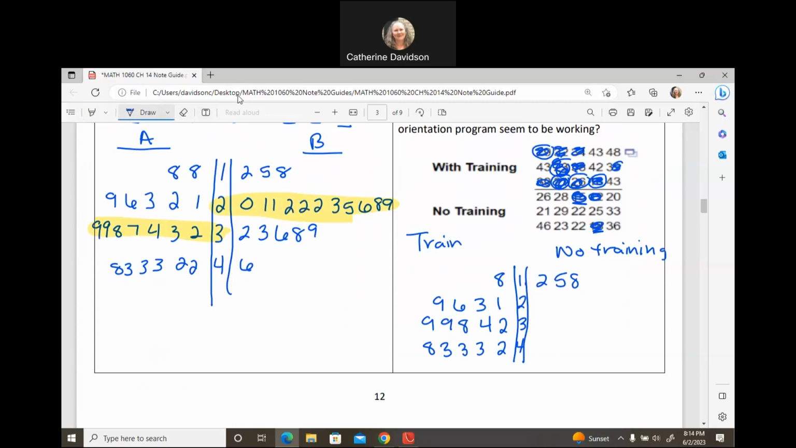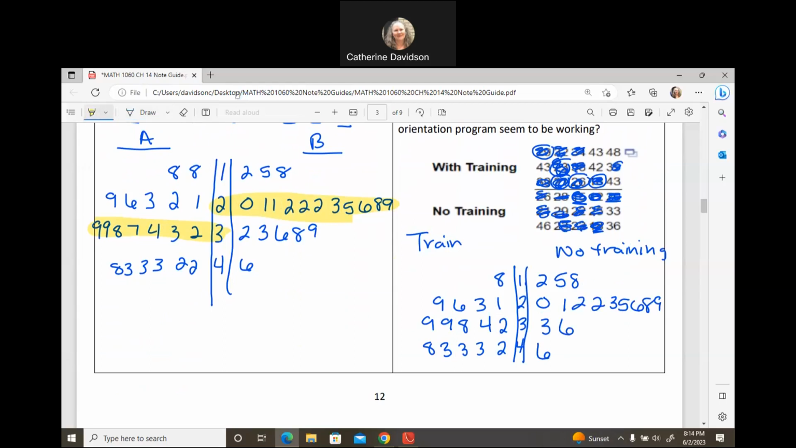Then our 20s, we have a 20. Okay, I have a 21. Have two 22s. 23. 25 and 26. 28 and 29. 30s, I have a 33 and a 36. And the 40s, I just have a 46.